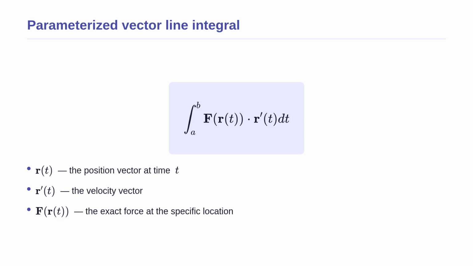To actually calculate this in practice, we must parameterize the curve using time, just like we did before. The position vector is written as r of t, which tracks where you are at any given second. We plug this position into the force field to find the exact force at that specific location. We replace the tiny step with the velocity vector, r prime of t, multiplied by the tiny time step. Then we take the dot product of the force and the velocity. If the velocity increases, you cover more ground in that time step, affecting the total work accumulated.